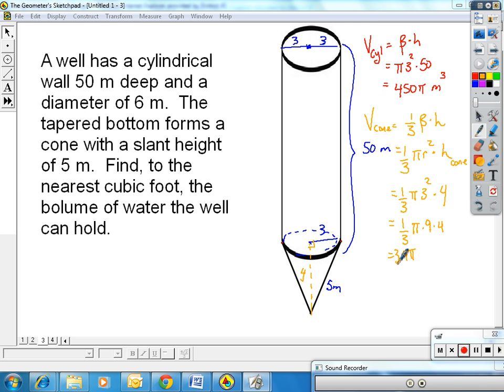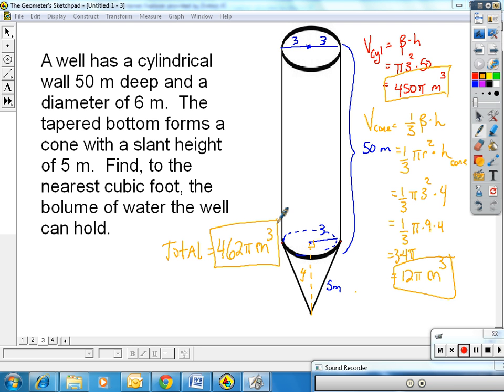1/3 of 9 is 3, so 3 times 4 pi, which is 12 pi. In this case, it's meters cubed. I'm going to take that and add it to this to get a total of 462 pi meters cubed.